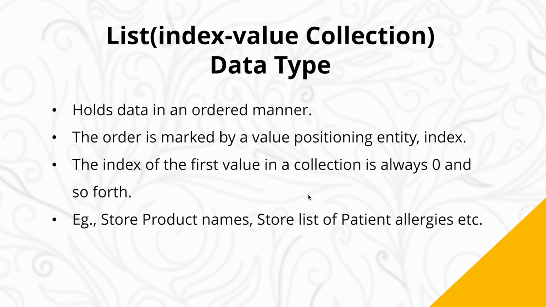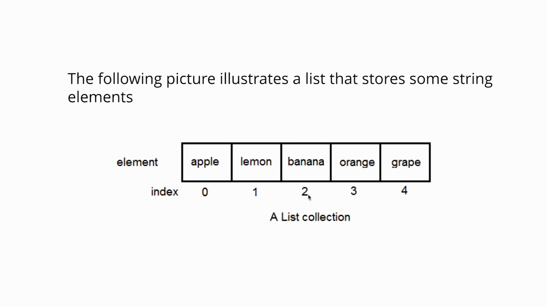Okay, so the best examples are stored product names, the list of patients allergies which we have, or we can put the simple examples like fruits, vegetables, animals, etc. Okay, so this is the best example of a list, where you can see the list has actually 5 elements and they all are indexed. Okay, let me go ahead and create this list.